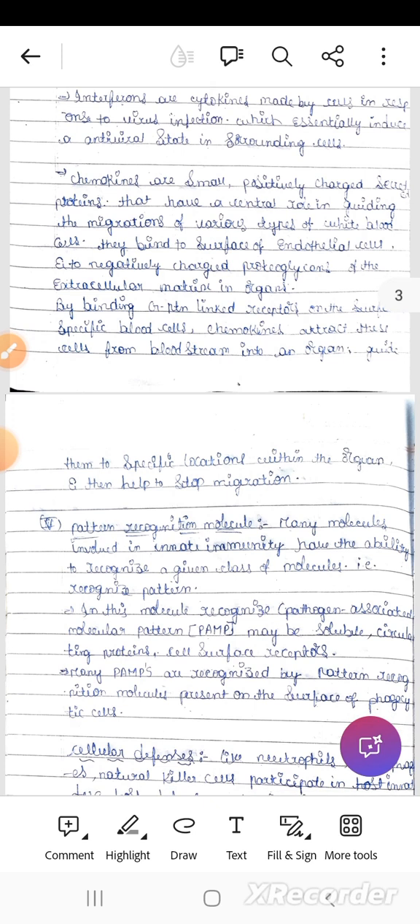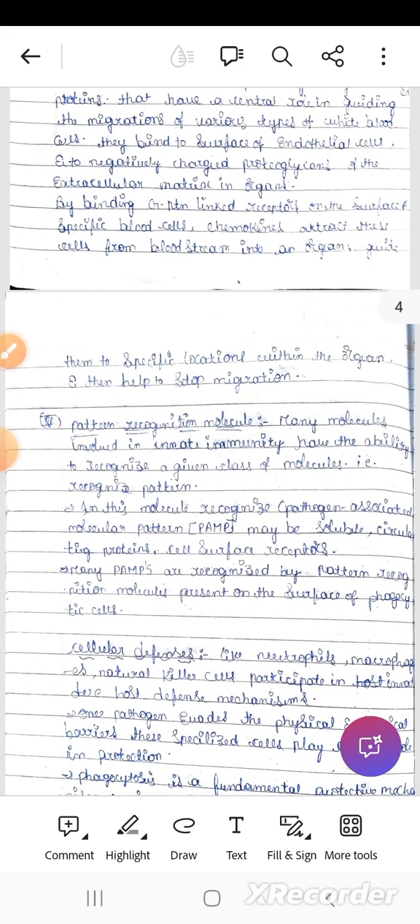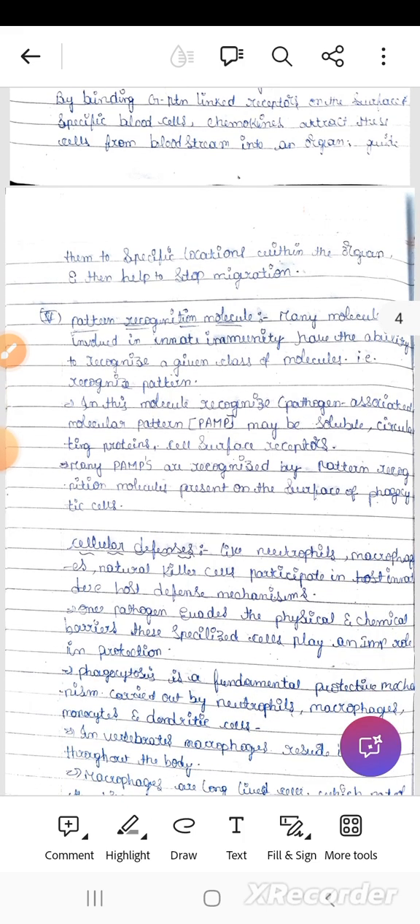Next is the chemokines. Chemokines are small, positively charged secreted proteins that have a central role in guiding the migration of various types of white blood cells. They bind to the surface of endothelial cells and to negatively charged proteoglycans of the extracellular matrix in organs. By binding G protein linked receptors on the surface of specific blood cells, chemokines attract the cells from the bloodstream into an organ, guide them to specific locations within the organ, then help to stop migration.